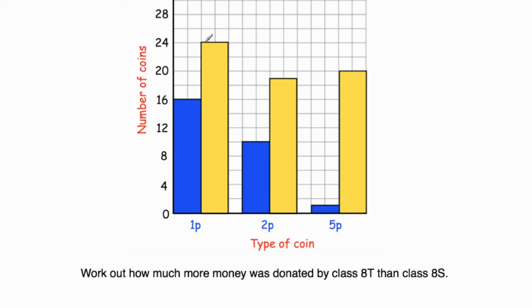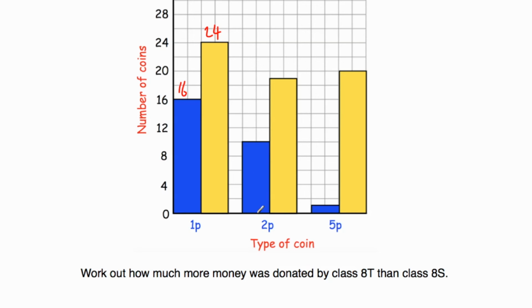So obviously if you have a look at it, 8T have donated more 1p, more 2p and more 5p coins, so they've obviously donated more money, and we just need to work out how much more money. Okay, so let's work out how much money was donated by each class. I'm going to write down the number of coins above each one of these bars. So in terms of 1p coins, we've got 16 there. And then in terms of 1p coins for class 8T, you've got 24.